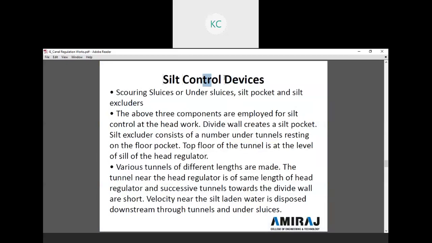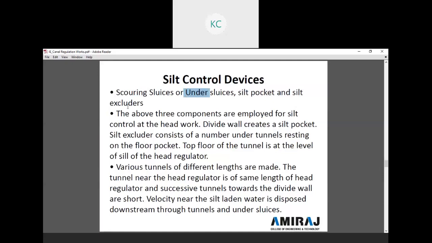Next one is silt control devices. The head regulator and the cross regulator also serve the function of silt control devices. But there are particular dedicated silt control devices named scouring sluice and under sluice, silt pocket, and silt excluders. The above three components are employed for silt control at the headwork.